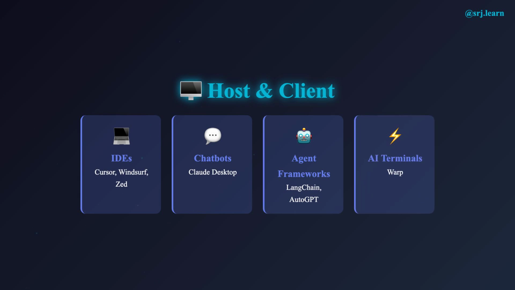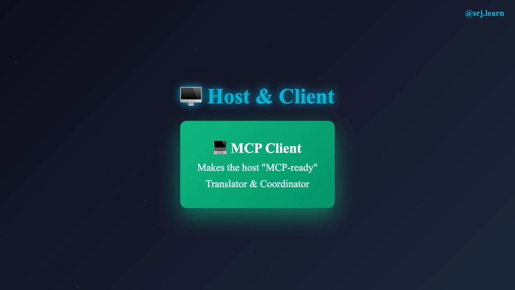The MCP client is what makes the host application MCP ready. It sits between the host and the servers, acting as a translator and coordinator. The client has three main responsibilities. First, discovery. When the client connects to a server, it discovers what capabilities are available by calling list tools, list resources, and list prompts. This gives the LLM a menu of what it can do.